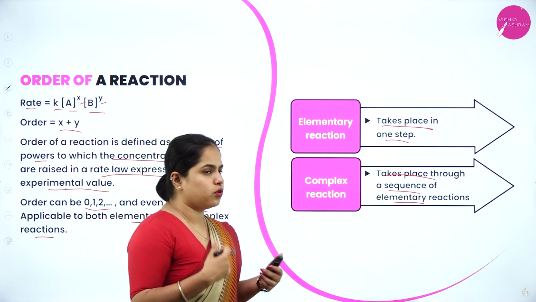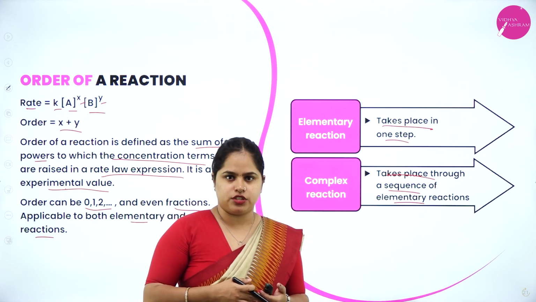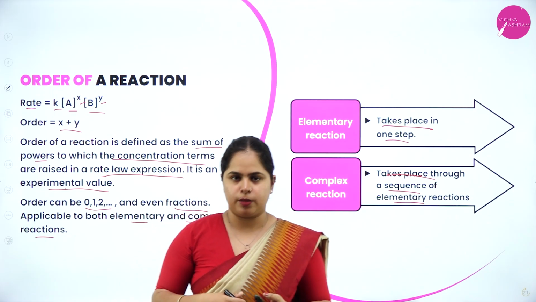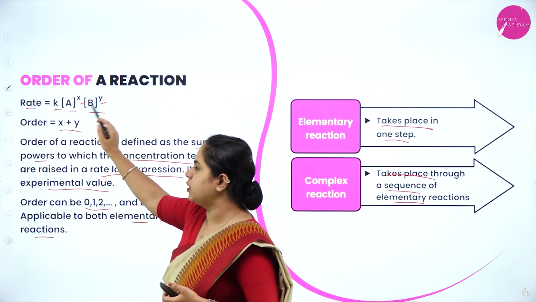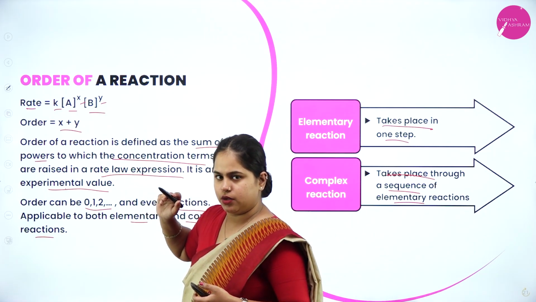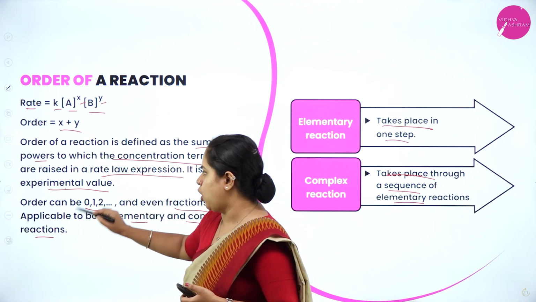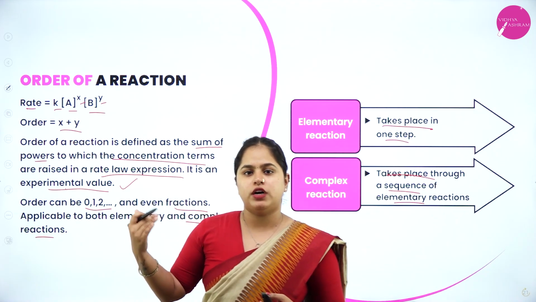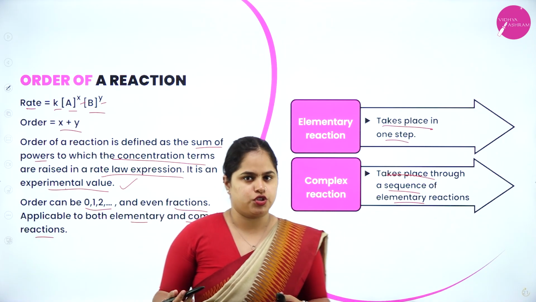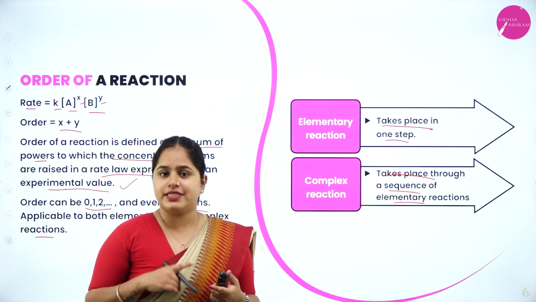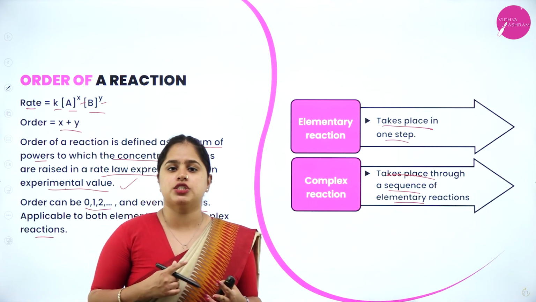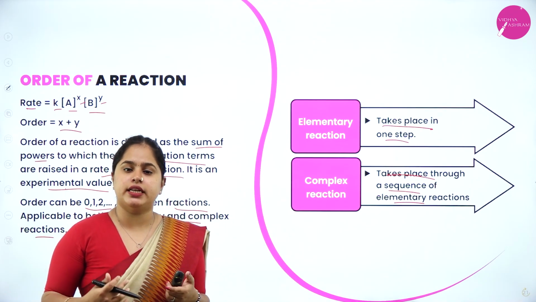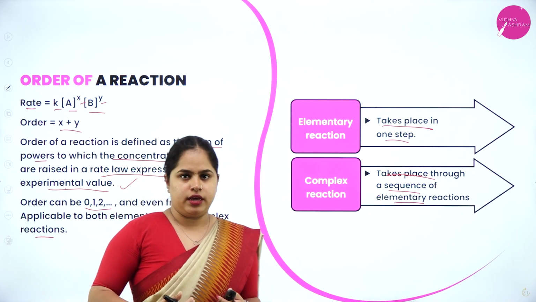Complex reactions means of course there will be more than one reaction present, or else you can say that a sequence of elementary reactions will be there. So what is order? It is the sum of the powers of the concentration terms. Okay, so this x plus y will give you an order and this is an experimental value. Clear? So it can be 0, 1, 2, or else fractions also. Now, based on this, you have zero order reaction, first order reaction, second order reaction, etc. So, in this chapter, we are going to study in detail about zero order and first order reactions, right?